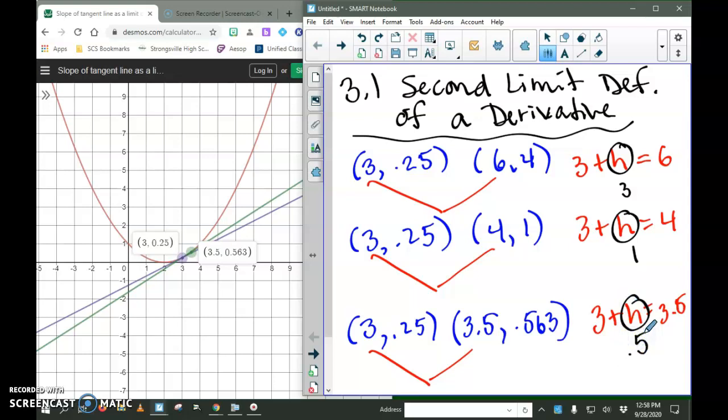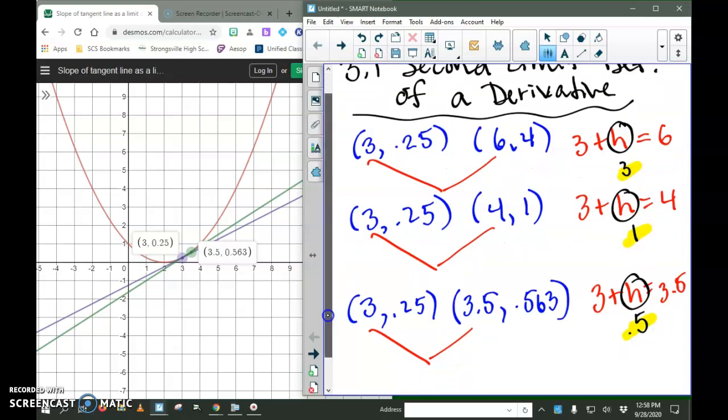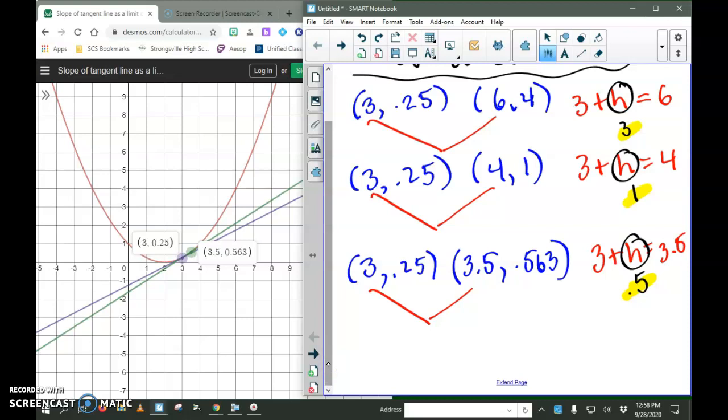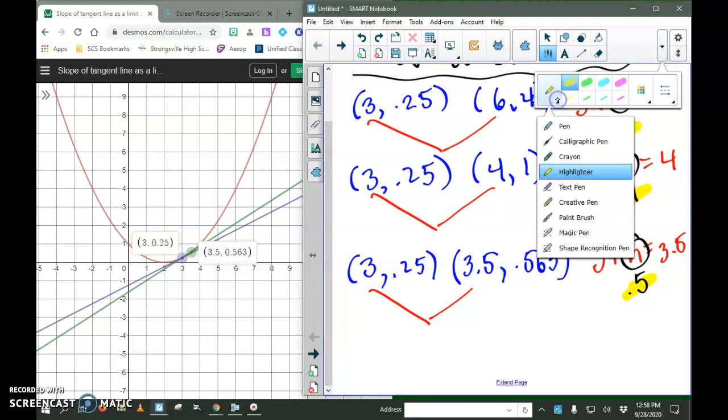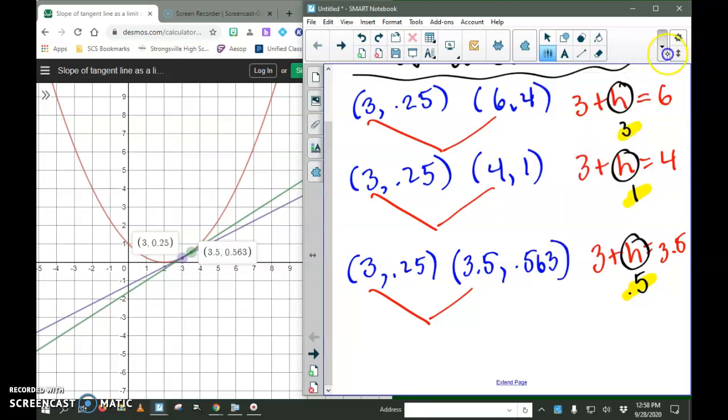And what you should notice as we're moving along here is that my h, the distance between these x's, is getting smaller and smaller and smaller, okay? So again, what we're identifying is this h, this distance, so this is h, the distance between these x values.